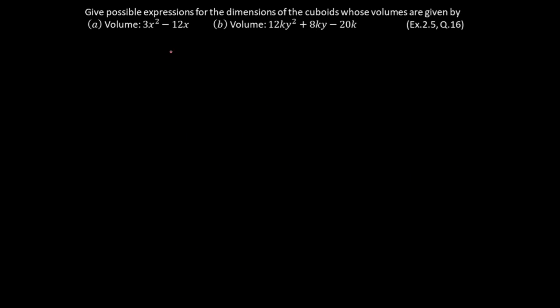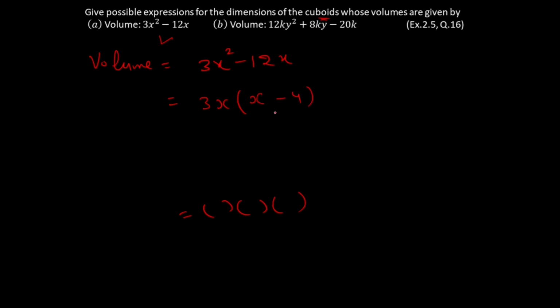Next we have more questions. Now this is representing volume. I am to find the dimensions of the cuboid. So let's write this one. Volume is 3x square minus 12x. Volume means length into breadth into height. It means I am to factorize this in the form of three factors: first, second and third. Let's see what happens. Common is 3x. What is the remaining part? x minus 4. That's it. These are the three factors. This is 3, that is x, and that is the third factor.